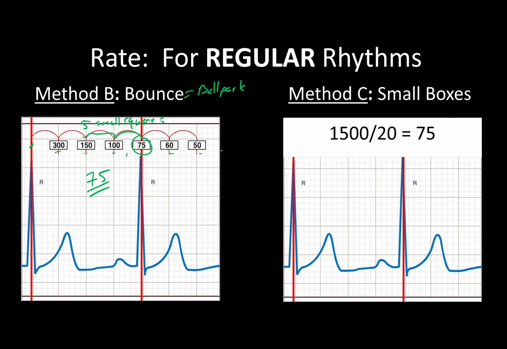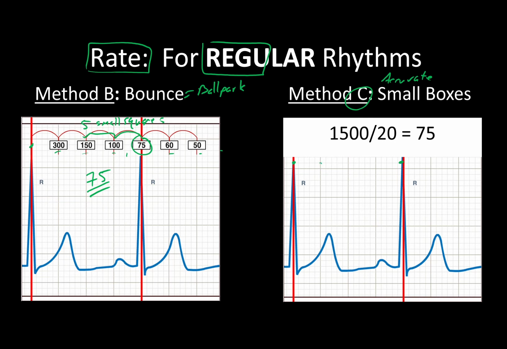Now, method C, which is much more accurate, again, only works for regular rhythms. If it's irregular, well, then you're going to get a different number between each R wave, and it just kind of defeats the whole purpose. So what we would do is from the tip of an R wave, which is right here, to the tip of the next one, which is right here, we count the number of small boxes. In this case, it's pretty easy.